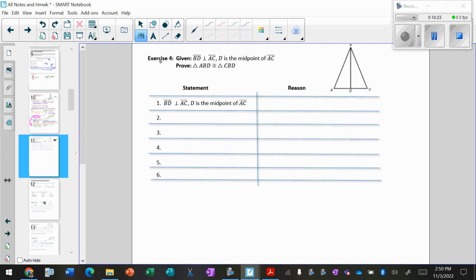Always start with the same thing, and that is our givens. So we are given that BD is perpendicular to AC and D is the midpoint of AC. It doesn't matter if we do the midpoint first or if we do the perpendicular first.